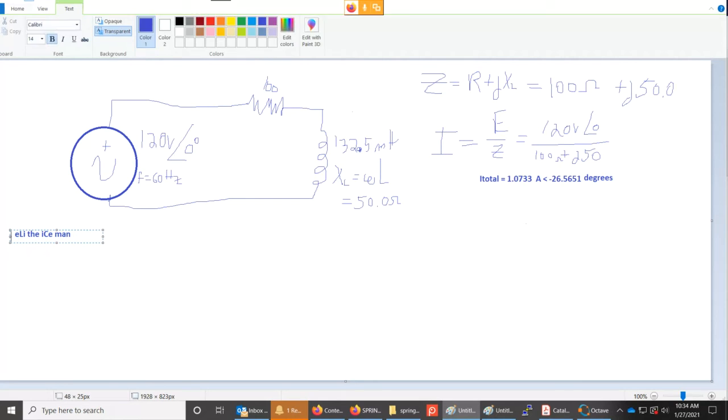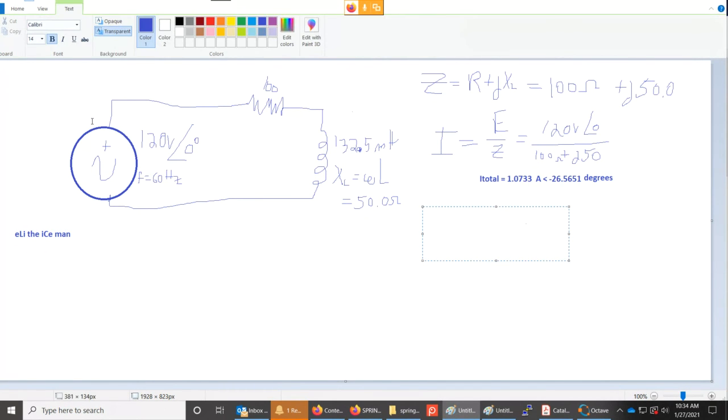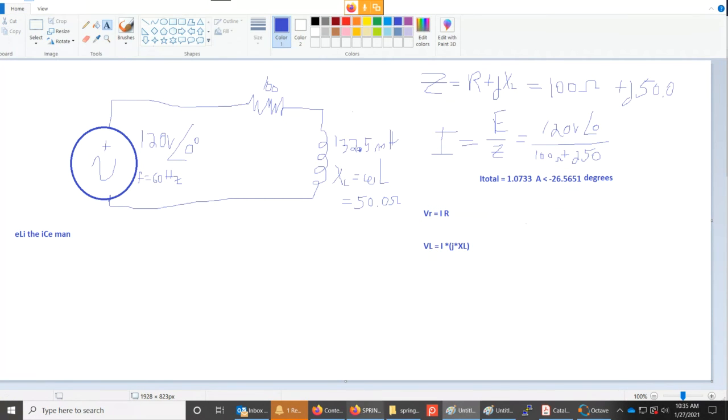So then we can calculate our voltage across our resistor. The voltage across the resistor is going to be the current times the resistance. And the voltage across the inductor is going to be the current times J times X of L.